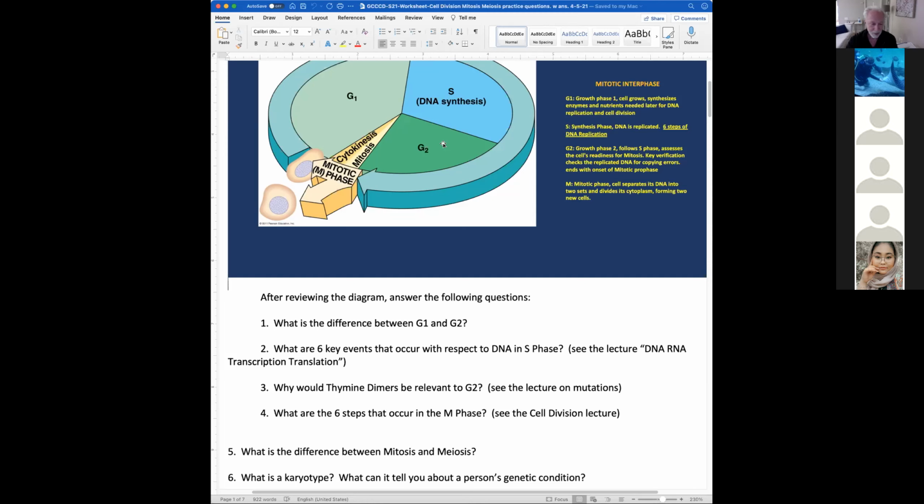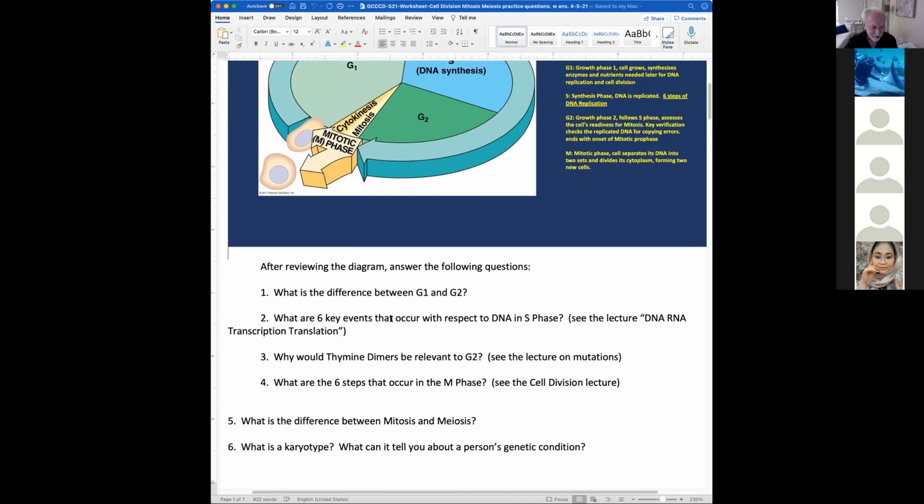And so in G2, the cell checks to see if that has happened. If a thymine dimer has made a copying error, then it will correct it. So I was completely backwards. That's repair, right? Yeah, you were on the right track, but you had the steps reversed. All right, thank you.